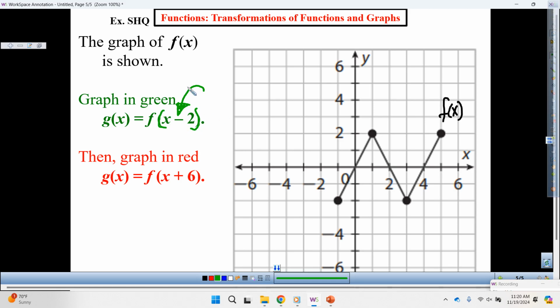That means this function is going to move side to side. Let me repeat that again. When the number is inside of the parentheses with x, it's going to move which way? Side to side. All right. So since this one has a negative 2, it's going to move 2 steps to the right. 1, 2. And we label that g of x.